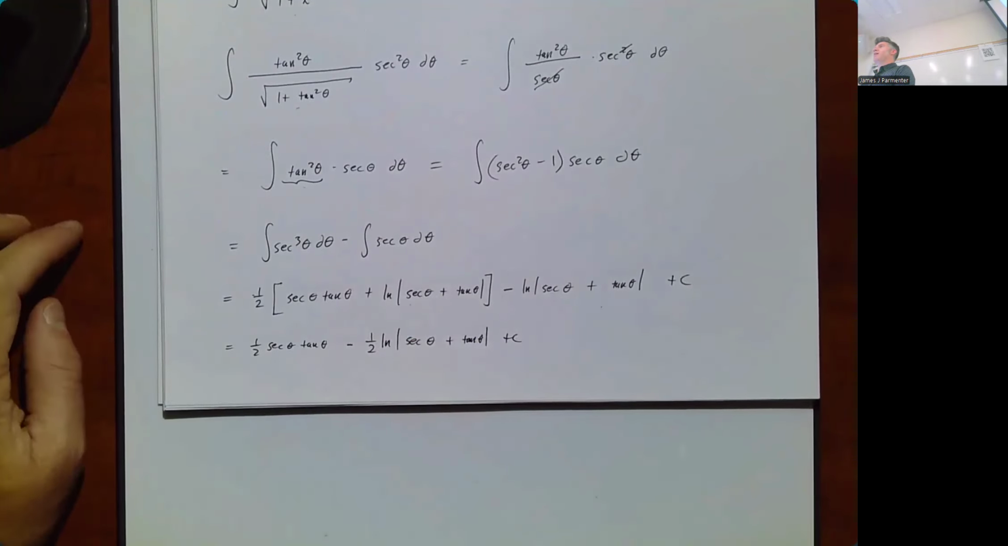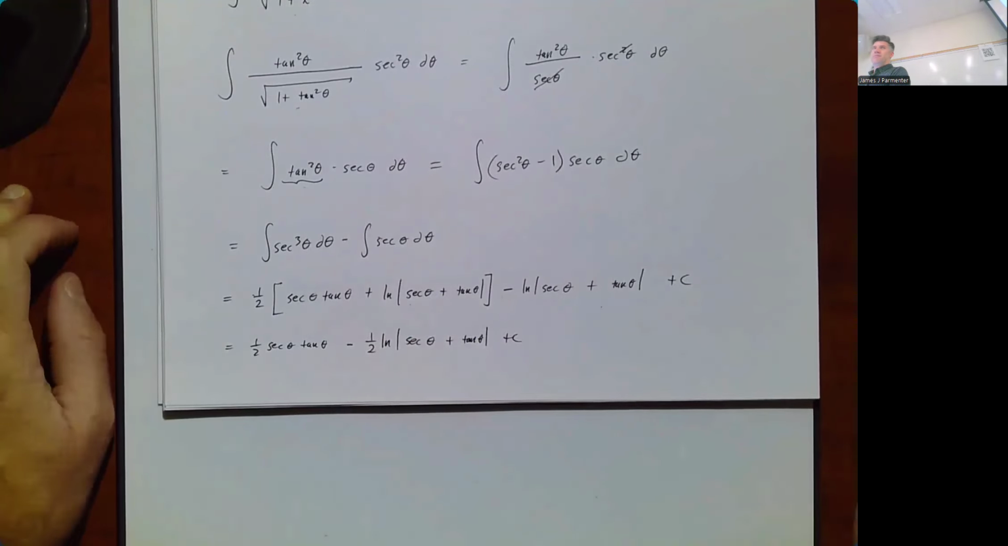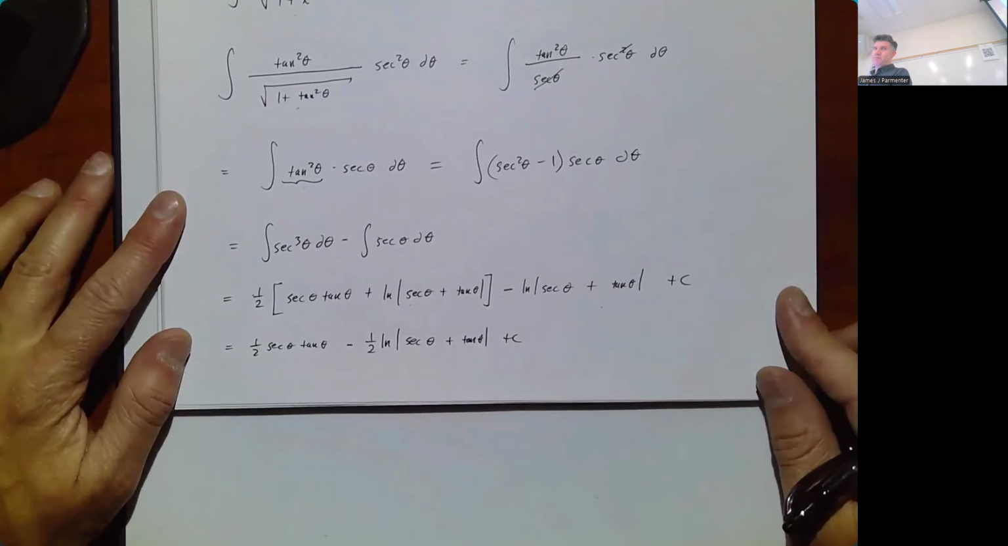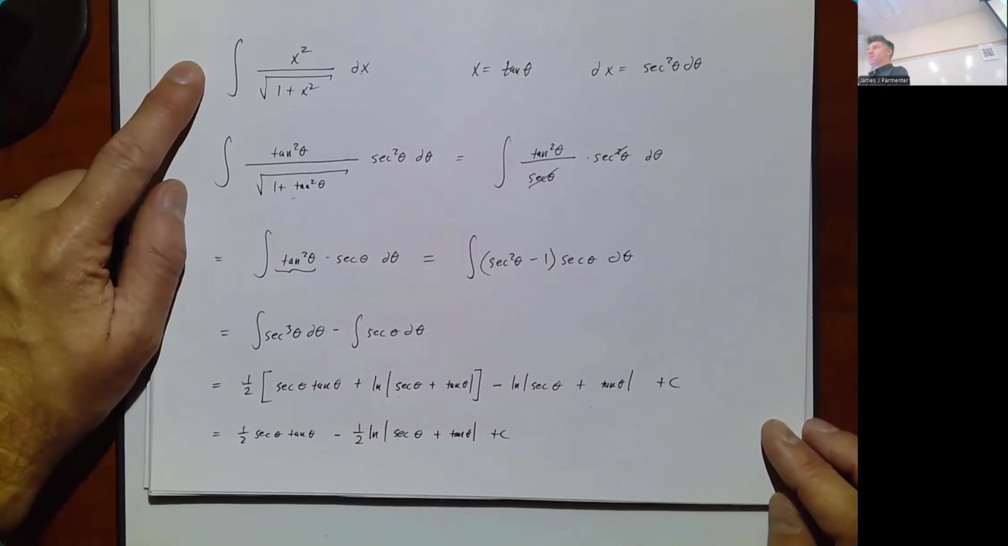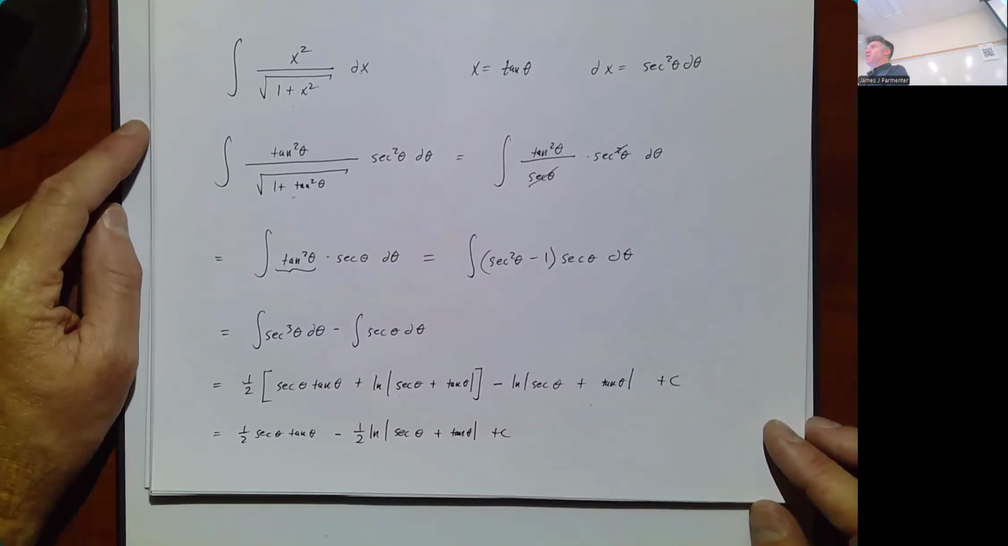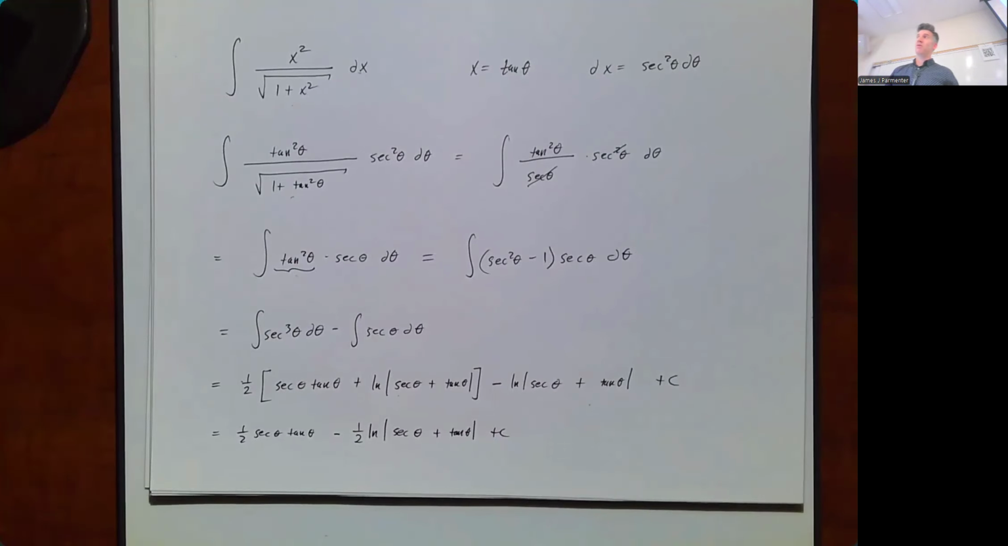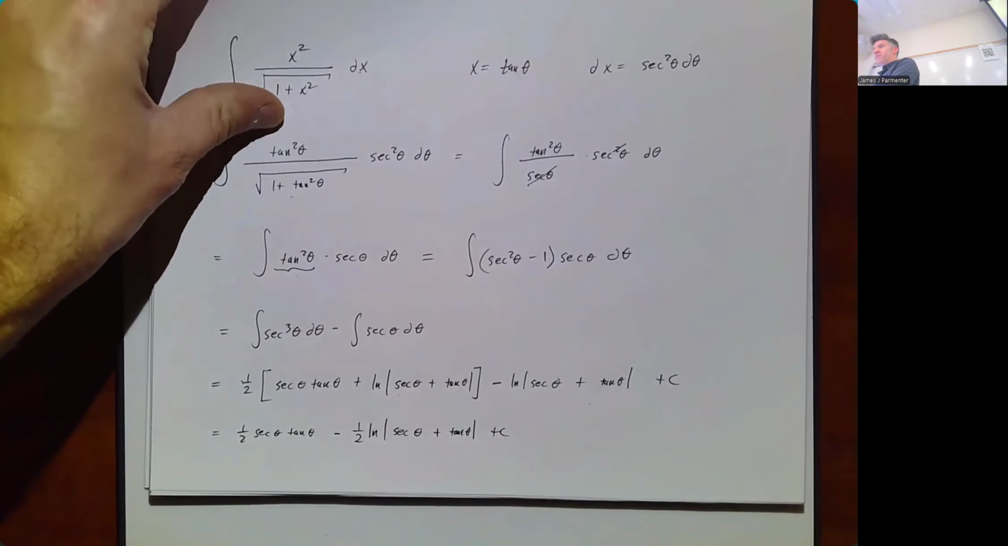And we're not done yet, because what variable do we start with? X. Just like with a u sub, if you do a u sub and you integrate with respect to u, then you have to change back to x. Same is true with the trig sub if it's indefinite. If you start with x, you got to end with x. So here's what we do.